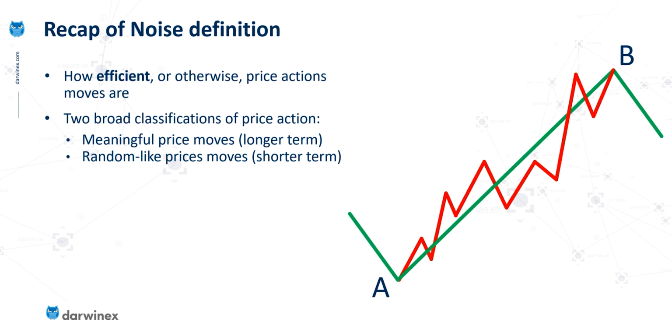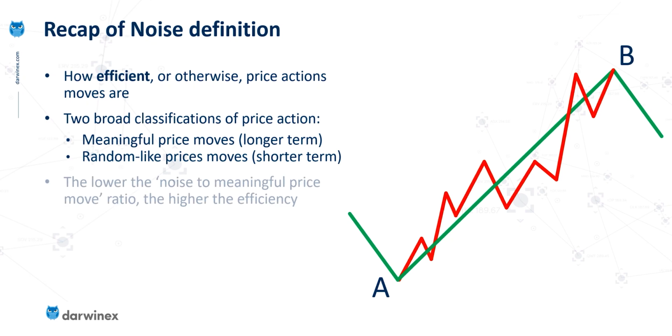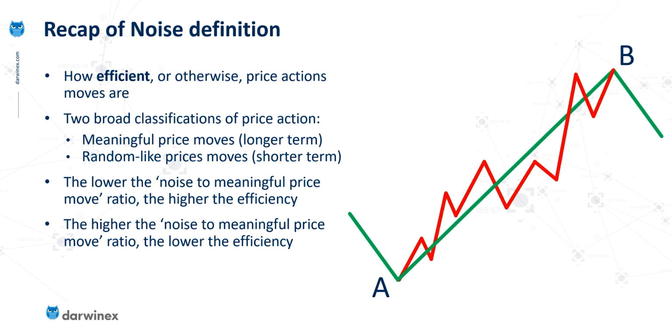And these, of course, are what we're trying to target with our trading strategies. But in order to do that, we have to take into consideration these shorter term moves indicated in red, as the price fluctuates up and down continually as it travels in the direction of that more meaningful move. And the lower the ratio of the noise to the meaningful price action, the higher the efficiency of those meaningful moves. And vice versa, the higher the ratio of noise, then the less efficient they are.